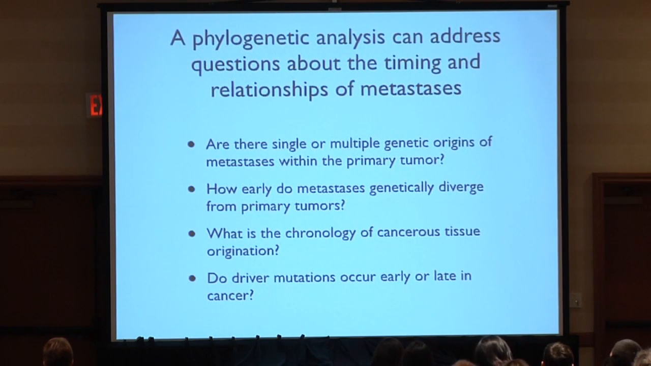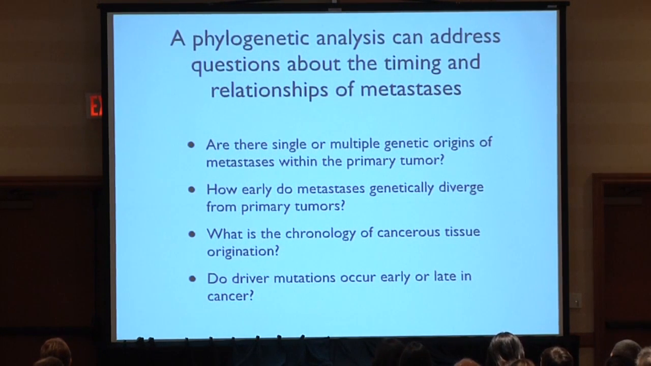Just to keep moving, I just want to tell you what kinds of questions we're going to address using this data. So we're going to use phylogenetic analysis to address questions about the timing and relationships of metastases. And here are the questions I'm going to tell you answers to. Are there single or multiple genetic origins of metastases within the primary tumor? This is a very important question and addresses the linear versus parallel models of evolution that people have talked about for cancer over a number of years.